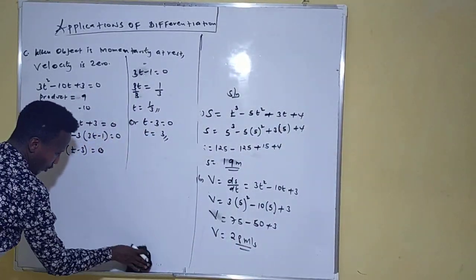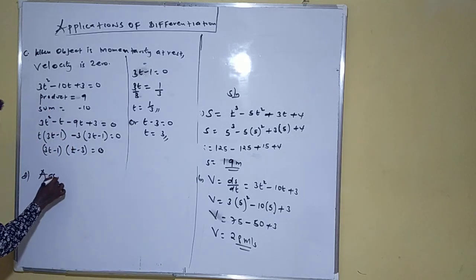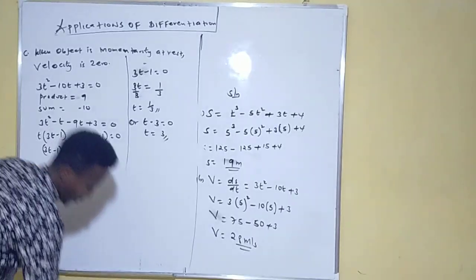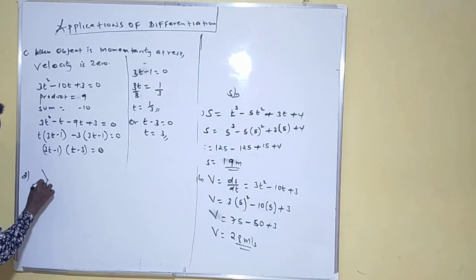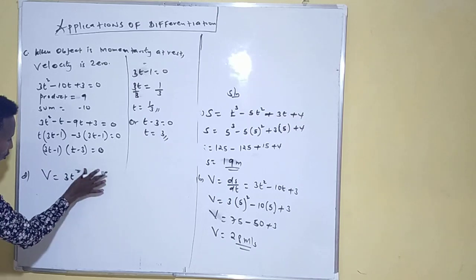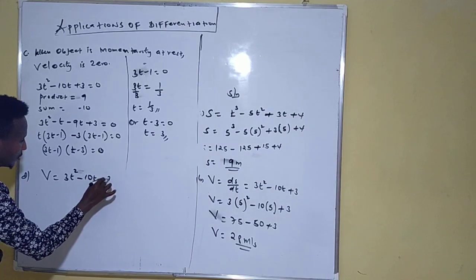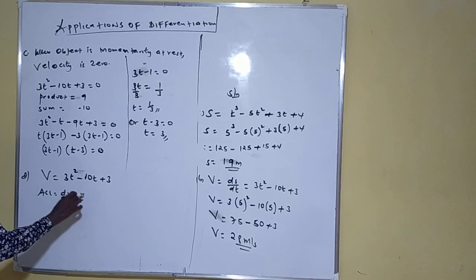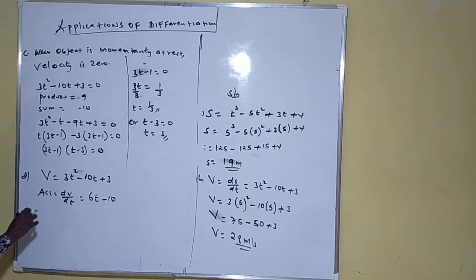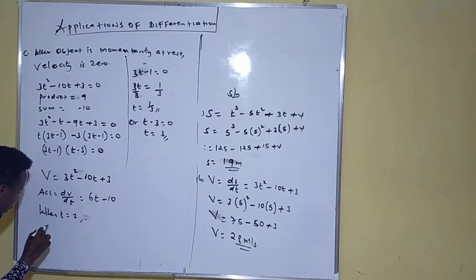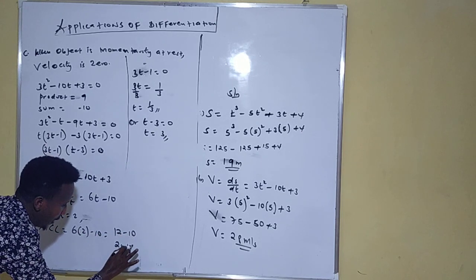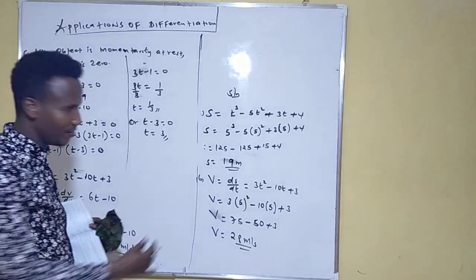So let me solve this one. Acceleration is equal to dv over dt. Differentiate velocity with respect to time. Let me write for you first the velocity. I know my velocity is v equals 3t squared minus 10t plus 3. So acceleration is equal to dv over dt, which is equal to 6t minus 10. When t is equal to 2, acceleration is equal to 6 into 2 minus 10. That will give me 12 minus 10, which is 2 meters per second squared. Final answer. Guys, very easy by the way.